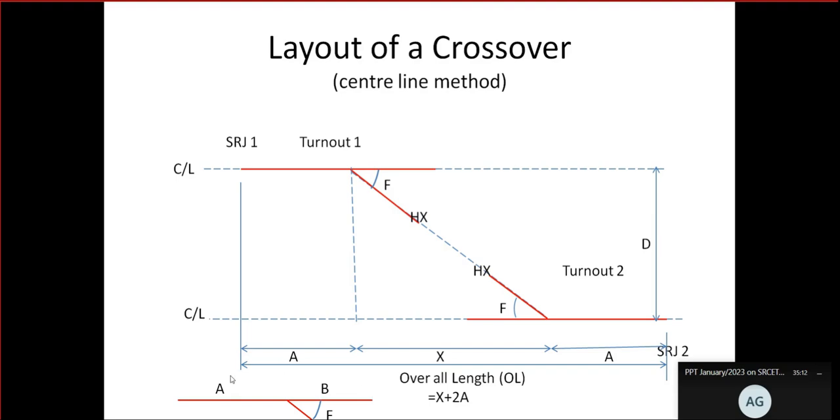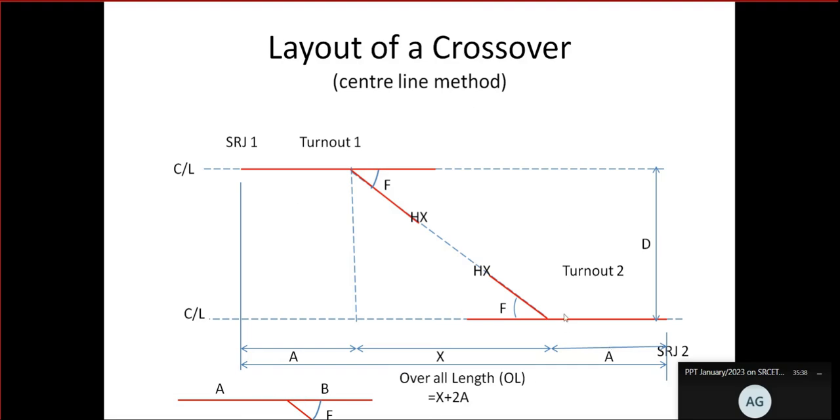Okay, this is readily available. Because for points and crossing, the dimensions are all constant. Suppose 1 in 12 means the overall length of the turnout is already known. So here we have a table of dimensions where you can find the value of A and the value of B for each and every points and crossing. So A and B are all constant.